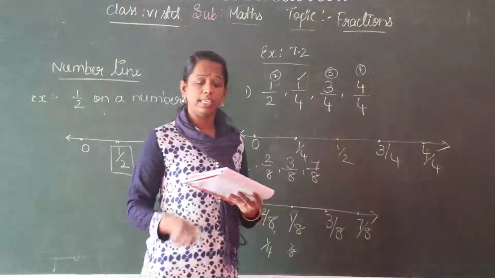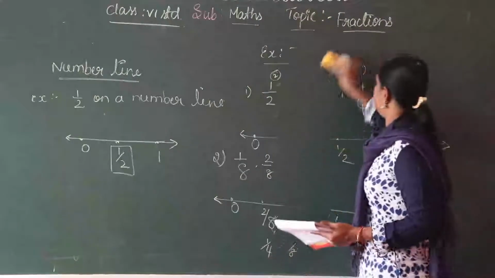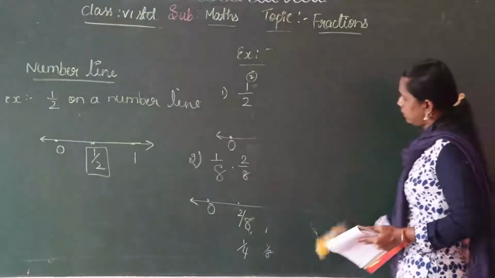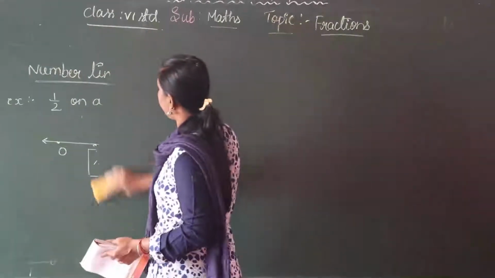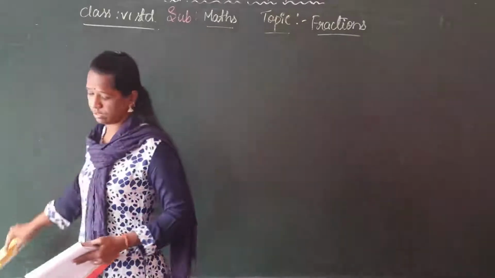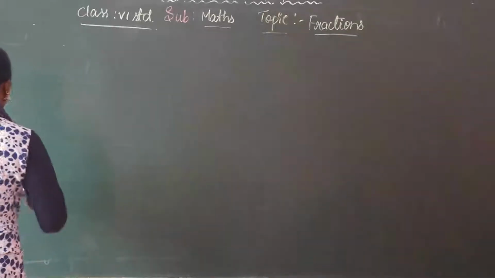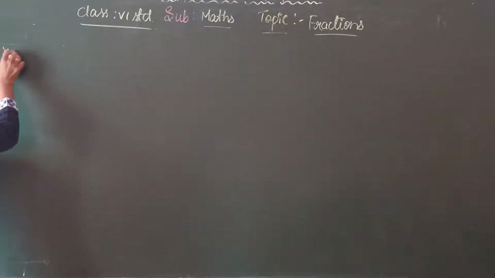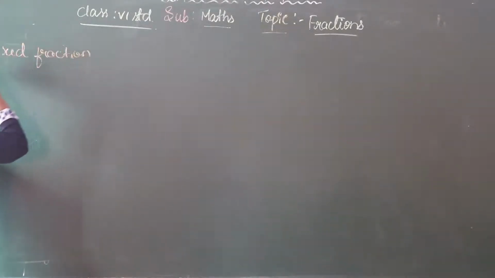Next, express the following as a mixed fraction. You know the conversion of mixed fraction to improper fraction and then improper fraction to mixed fraction. First one, convert it into a mixed fraction. Which one? The improper fraction. First one, 20 by 3. You know improper fraction means the numerator is greater than the denominator.